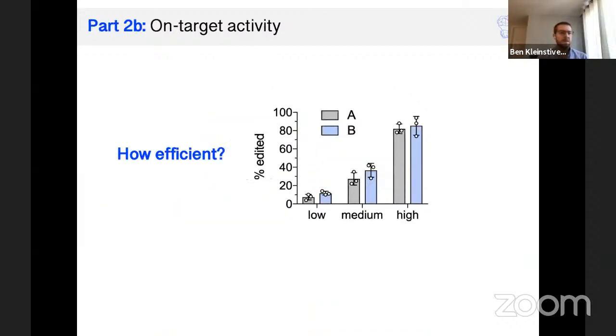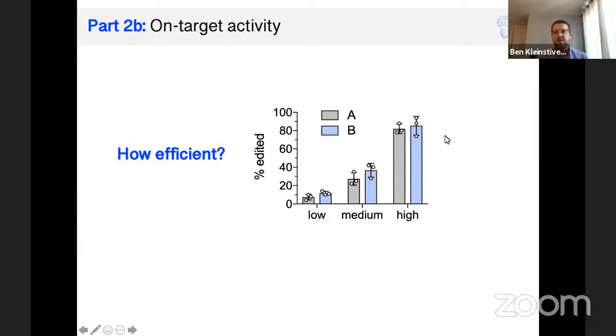Okay, so to summarize that part, essentially we have lots of different options now to edit new sequences in the genome that we couldn't before with naturally occurring proteins. So moving on to thinking about the activities of these proteins. The second question that we think about is the on-target activity of CRISPR enzymes. How efficient can they edit at a given site in a cell?